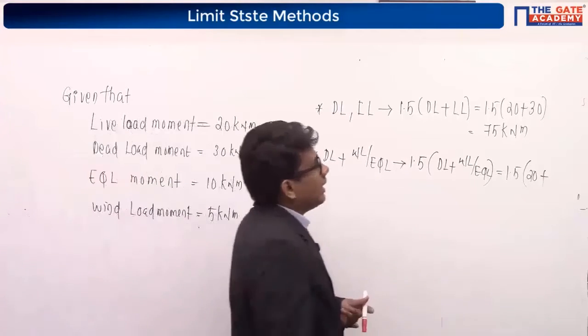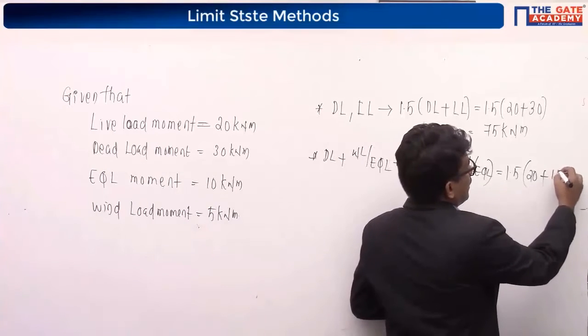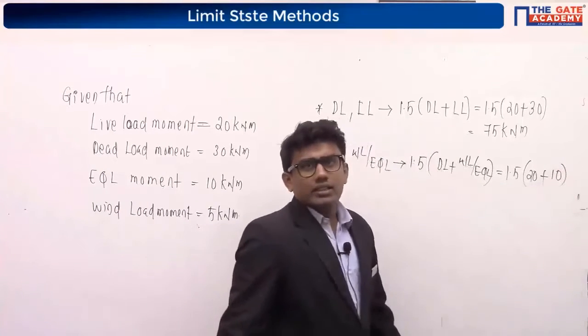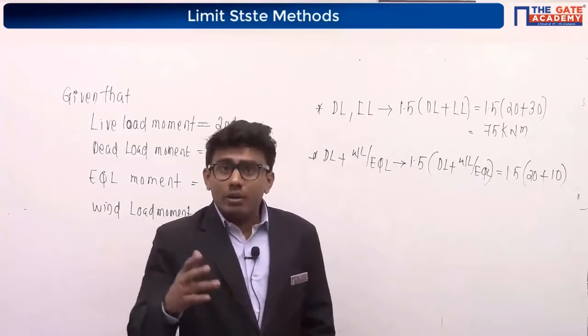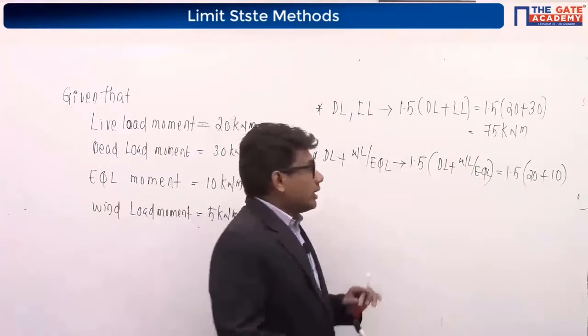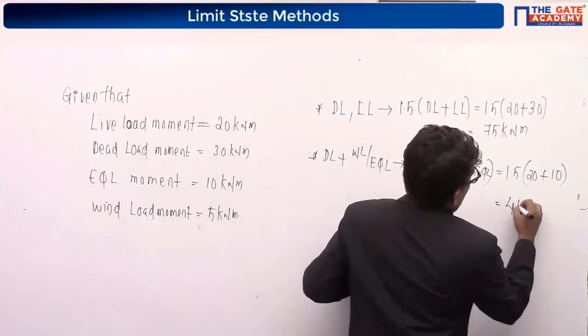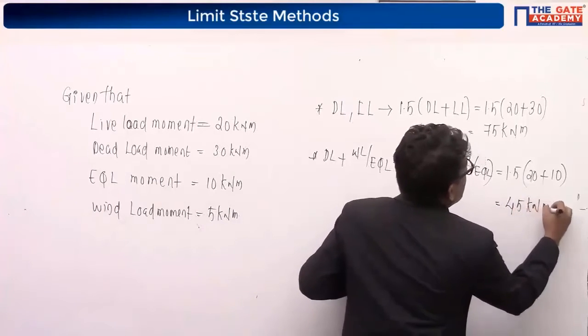Yes, I will consider 10, right? Yes, you are right. Why are we considering earthquake load? Because it is the maximum one. Yes. So the answer will be 45 kilonewton meter.